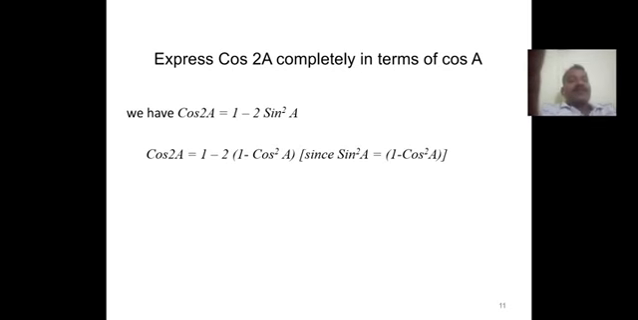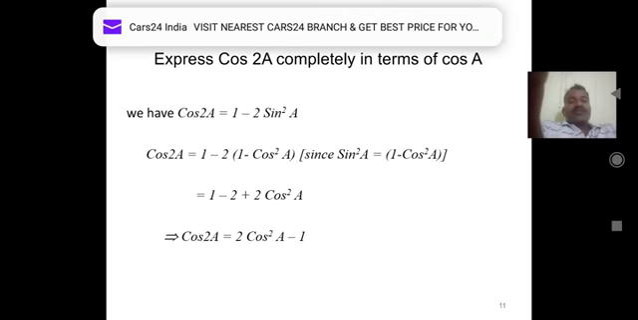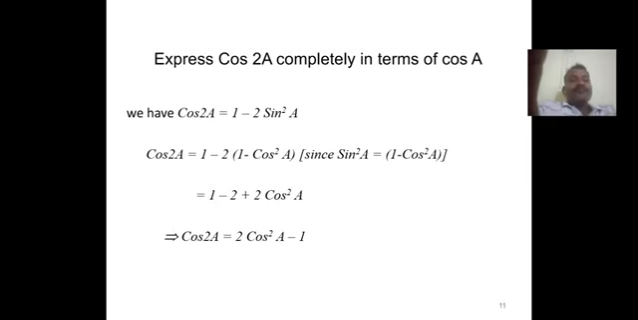In terms of cos, cos 2a equal to 1 minus 2 sine square a, that is cos 2a is 1 minus 2 into 1 minus cos square a. So if you simplify this, we get 2 cos square a minus 1. So cos 2a is 2 cos square a minus 1.